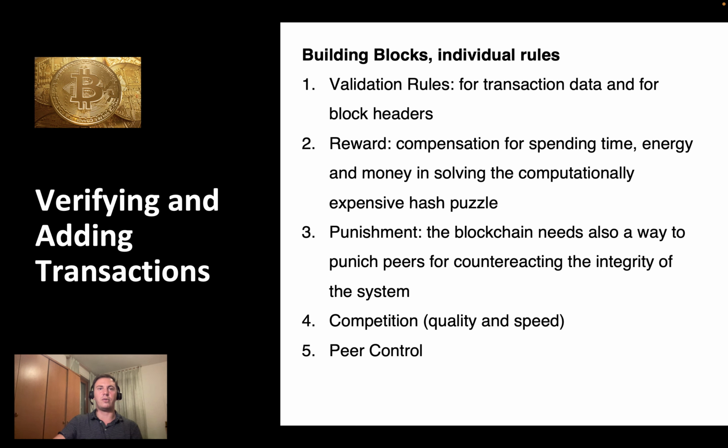The last rule is peer control. It is also very important. With the absence of a central authority or a central point of control, the blockchain algorithm makes all nodes of the system the supervisor of all other nodes. The nodes are both workers and supervisors at the same time because they verify the transactions and create new blocks while receiving, reviewing, and validating the blocks created by other nodes as well.